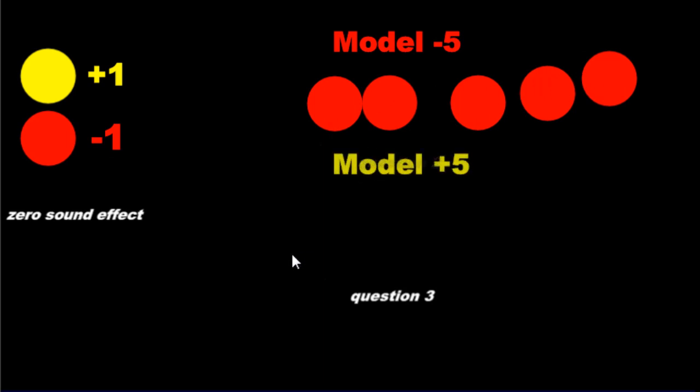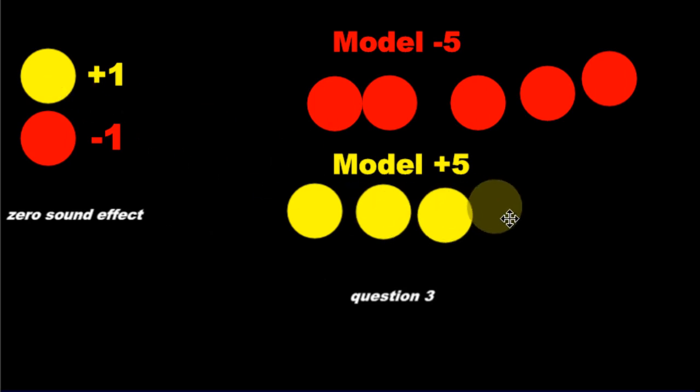Simple enough. Question 2. How do we model +5? The exact same way. We take these positives and we put them beside each other like this. So we have exactly 5 of them.